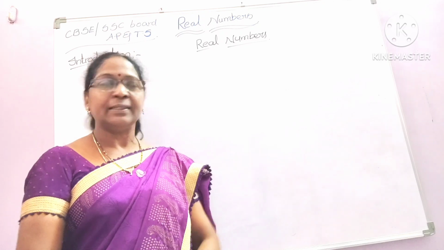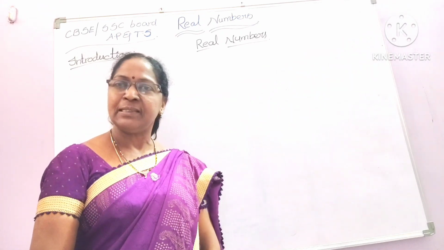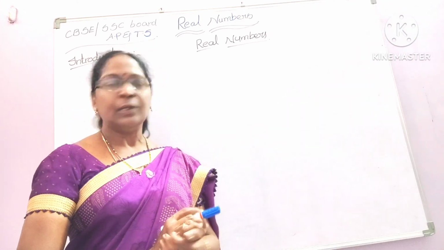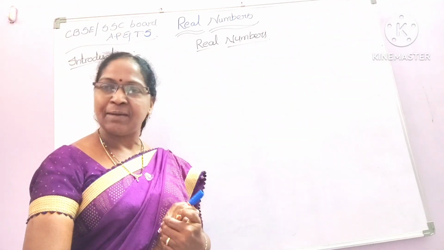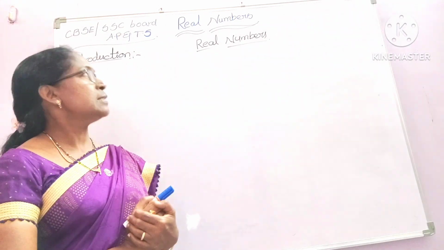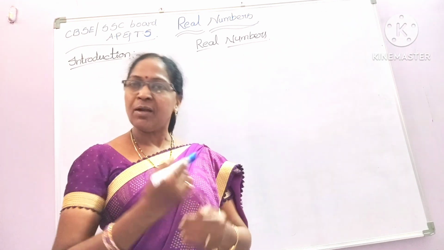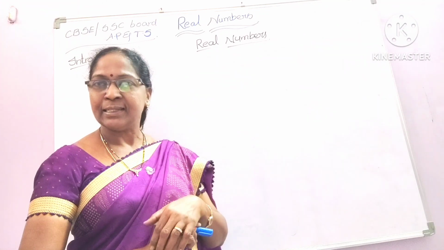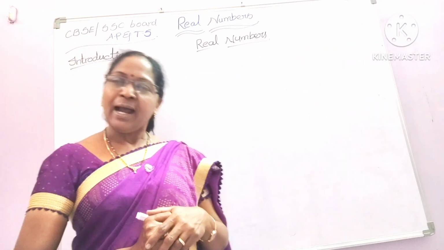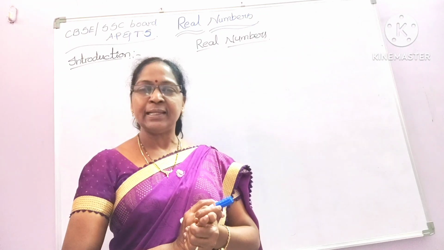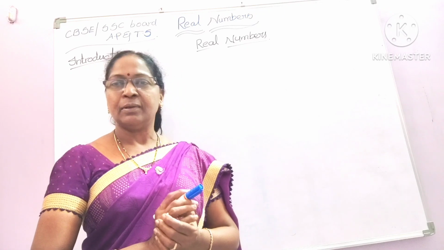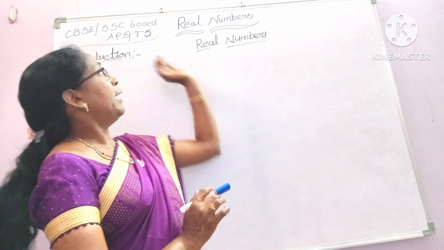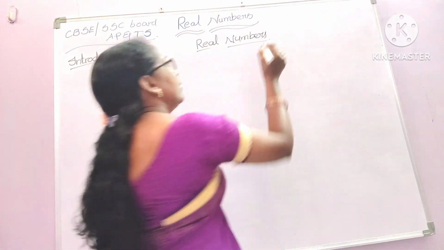Rational numbers means the numbers which can be expressed in the form of p by q, where q is not equal to 0. Those numbers we call rational numbers. And irrational numbers means the numbers which cannot be expressed in the form of p by q. Those numbers we call irrational numbers. Rational numbers are represented by the letter capital Q, irrational numbers by the letter capital S, and real numbers by the letter capital R.